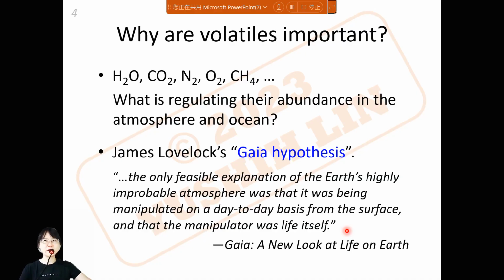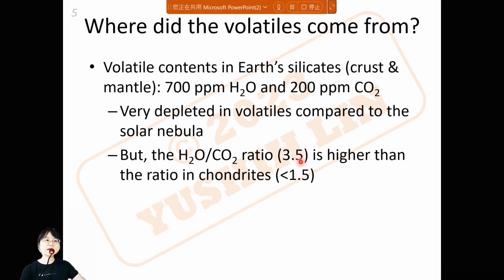We know that the volatiles are important for maintaining our climate. That's the reason we care so much about the greenhouse gases. So volatiles are important. Where did the volatiles come from? Let's take a look at some numbers.